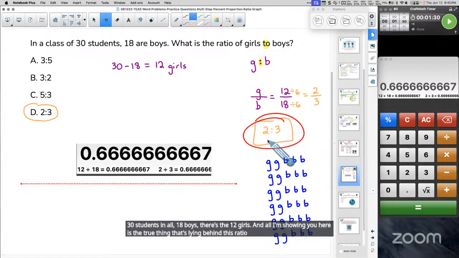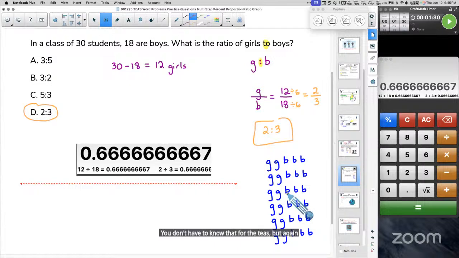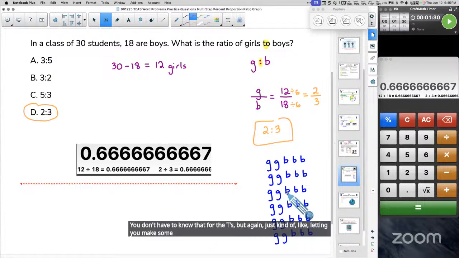And all I'm showing you here is the true thing that's lying behind this ratio, what that really means. You don't have to know that for the TEAS, but again, just kind of like letting you make some comparisons. I think that's kind of important as long as it's not too crazy when it comes to the learning process to really see what does it mean. That's what that ratio of 2 to 3 means.